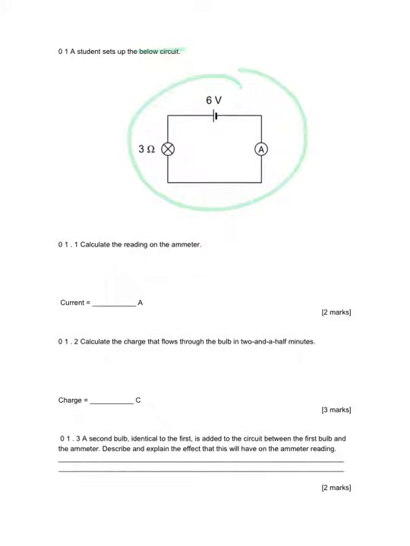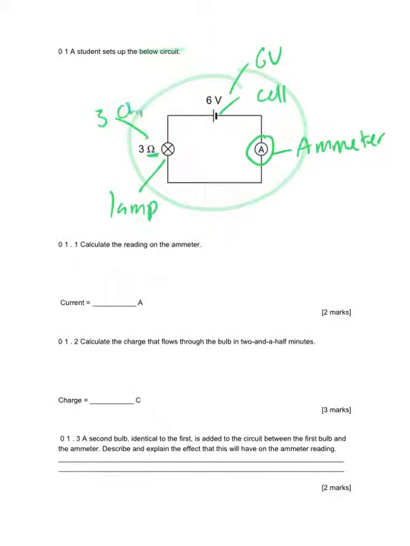So before I even try and answer a question, I'm just going to dig into this a little bit, and I notice that there's an ammeter. So I can just annotate this if it helps me. I've got a cell with 6 volts of potential difference. And I've got a lamp here, and that lamp has a resistance of 3 ohms. The question is asking me to calculate the reading on the ammeter.